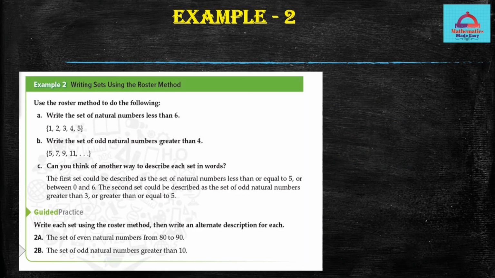Let's take another example here. So this I have chosen from your textbook where you are going to learn how you can write the set using the roster method. There are 3 parts A, B, C. Let's do them one by one. So first part, write the set of natural numbers less than 6. And I hope you can recall your natural number set begins with the number 1. So you start with 1 and then you have to write less than 6.